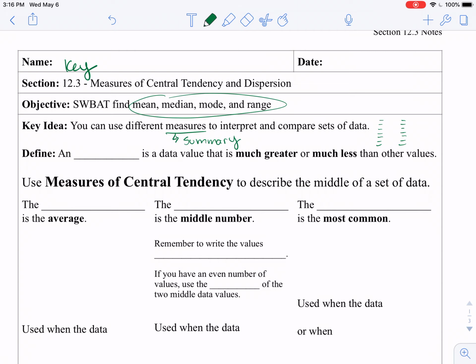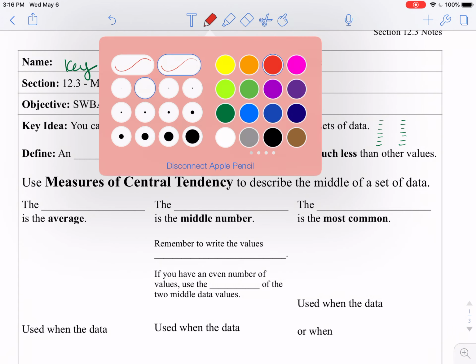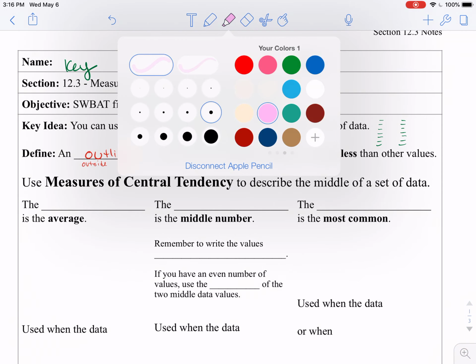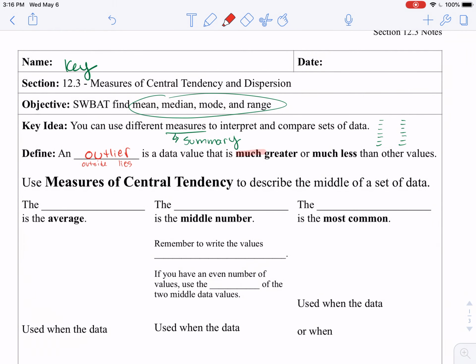Before we look at these measures, I want to define something for you, and let's talk about an outlier. An outlier is something that lies outside, right? It lies outside of a range. An outlier is a data value that's much greater or much less than everything else that you're dealing with. It's just kind of hanging out. It's like the loner. It's super different.